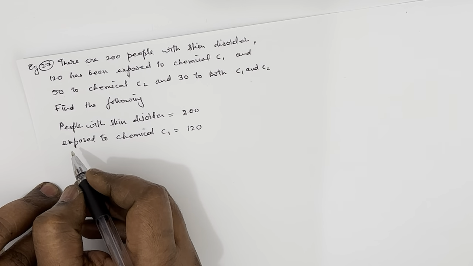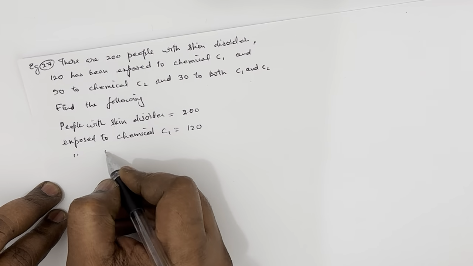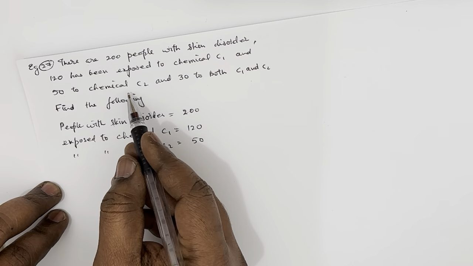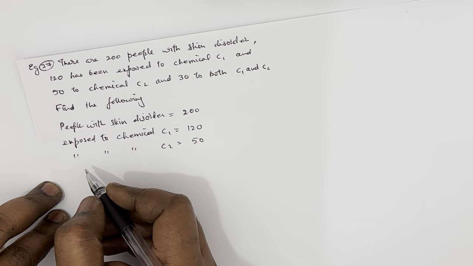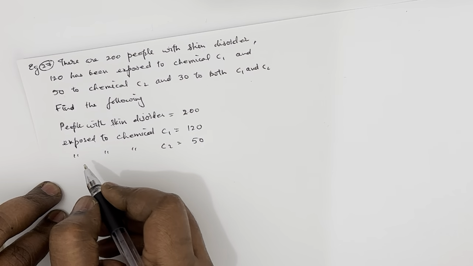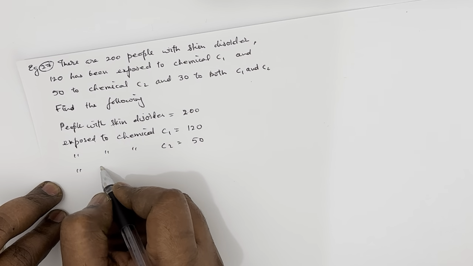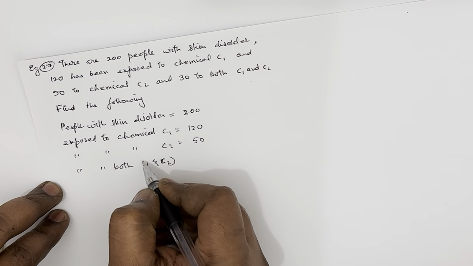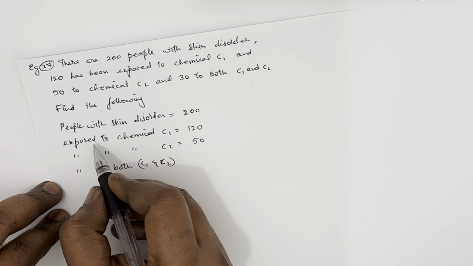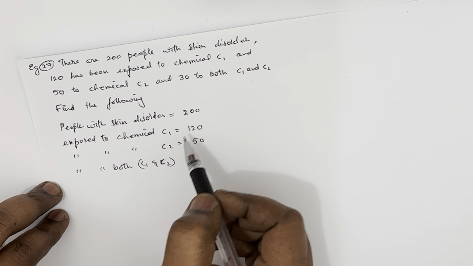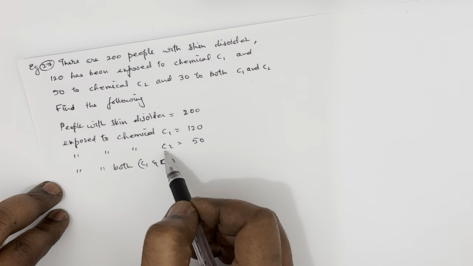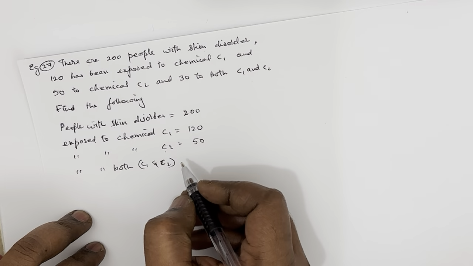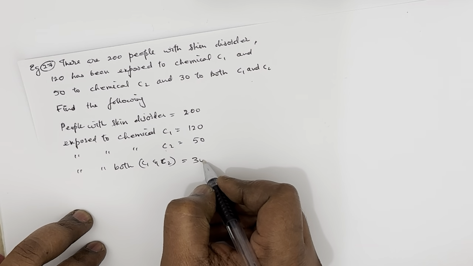And exposed to chemical C2 is 50 people, and exposed to both the chemicals, 30 people were exposed to both C1 and C2. How many people are exposed to both C1 and C2? Here 50 were exposed to only C2, but here C1 and C2 both, so that is 30 people.